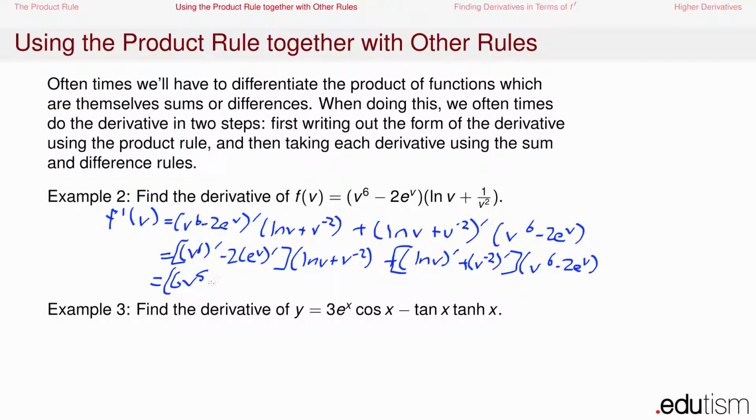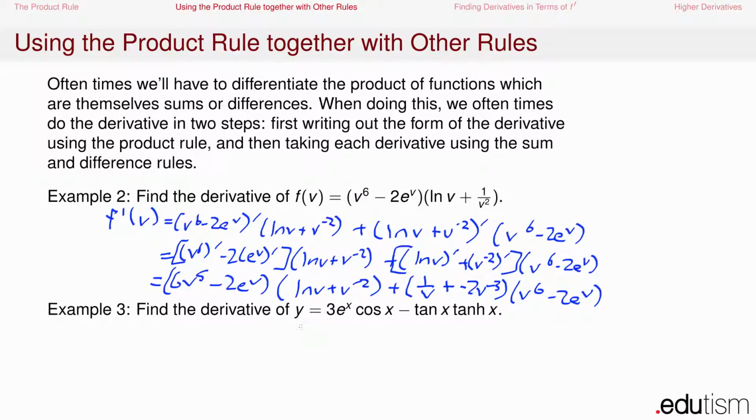So the derivative of v to the 6 is 6v to the 5th. The derivative of e to the v is just e to the v, so the derivative of this first thing is 6v to the 5th minus 2e to the v. We're multiplying that by ln v plus v to the minus 2. The derivative of ln v is 1 over v. The derivative of v to the minus 2 is negative 2v to the minus 3. That whole thing is being multiplied by v to the 6 minus 2e to the v. So here is the derivative.